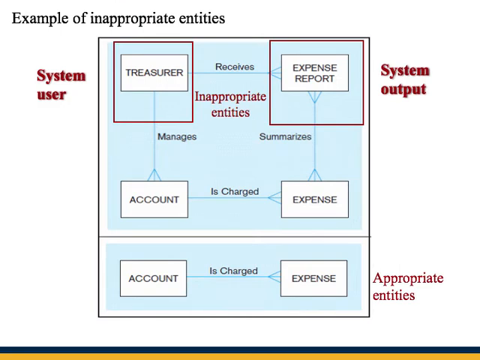For instance, in this slide, it shows that something is a system output, for instance the expense report, and the user of the system who's a treasurer. Instead of modeling all these things, we only model that an expense is charged to an account, or an account charges multiple expenses. So you can see where the difference lies between this bottom figure and the top one. Instead of making these four boxes, we just made two, and that should capture anything that we want to do in this figure.